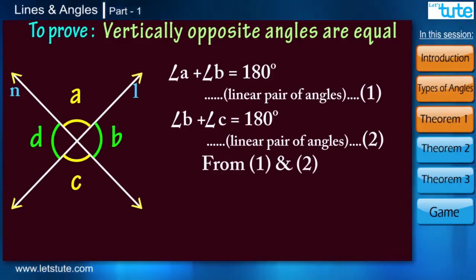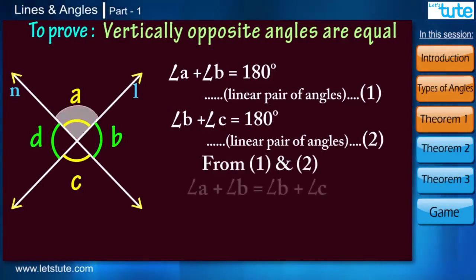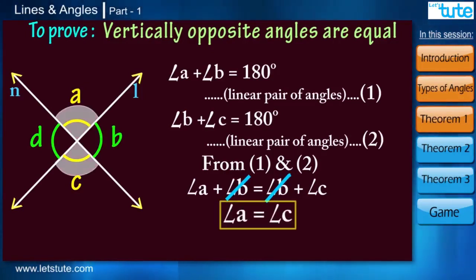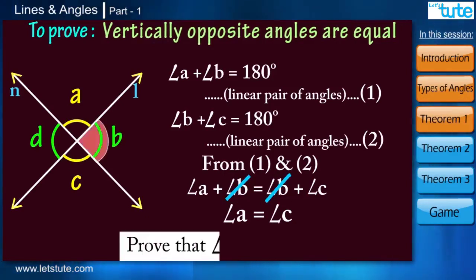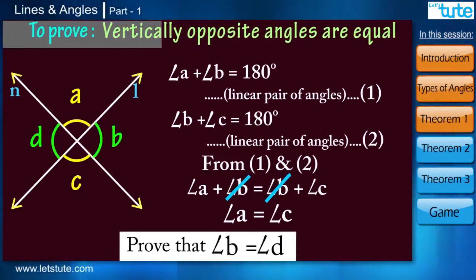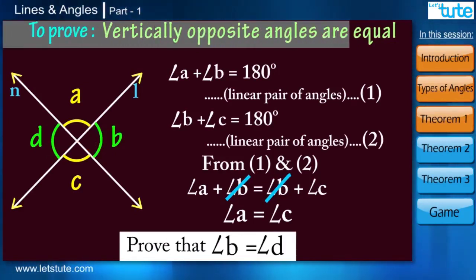So from 1 and 2, angle A plus angle B will be equal to angle B plus angle C. Now if we subtract angle B from both the sides, we can see that angle A is equal to angle C. Now in a similar way, you can also prove that angle B is equal to angle D. Here I just proved that vertically opposite angles are equal to each other.